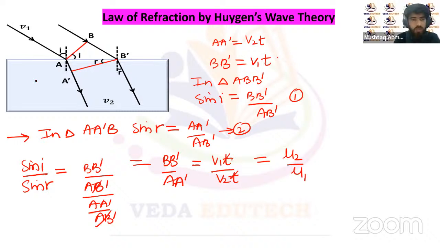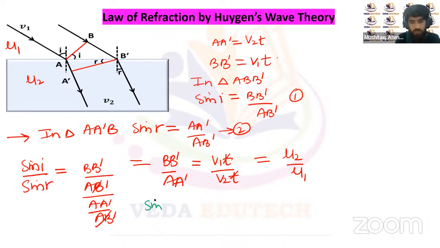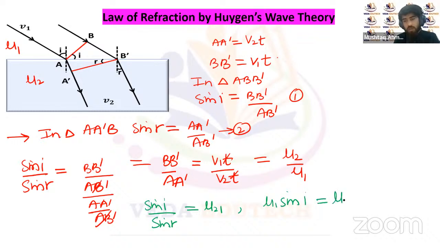Mu2 upon mu1, right? This is mu2, this is mu1. So from here we get sin i upon sin r, which is equal to mu2 1, the refractive index of medium 1 with respect to medium 2. Or we can say that mu1 sin i is equal to mu2 sin r. This is the proof of Snell's law.